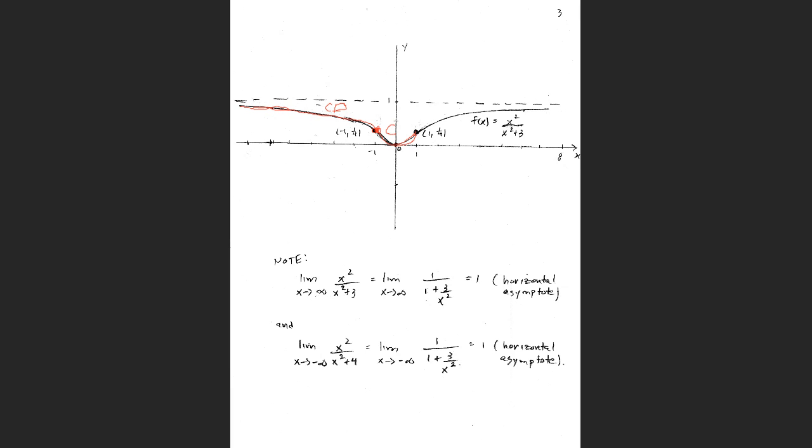Where's the function appear to be concave up? Over what x values based on the picture? From -1 to 1. That's right. Right? And then from 1 to infinity, the function there is concave down.